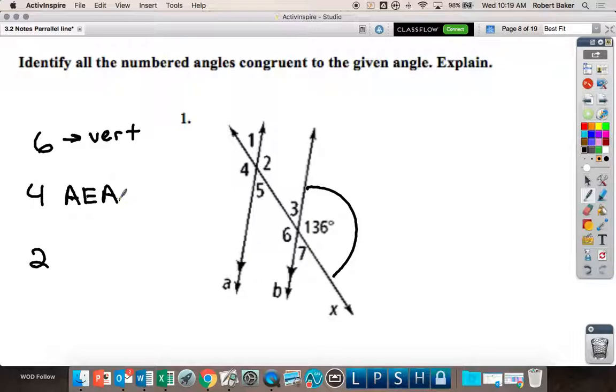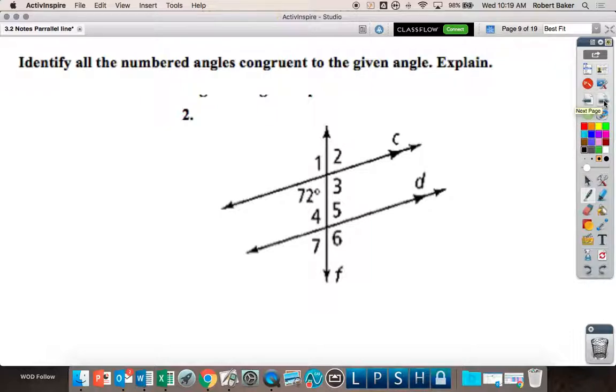That's why I didn't teach you guys consecutive interior, because you don't know what consecutive means. You guys understand same side easier. And why is 2 the same as the given angle? Corresponding. Now, Nico guessed same side, right? But same side is supplementary. Same side, supplementaries, they add up to 180. These are congruent, and we have all the A's and the C's that make them congruent.